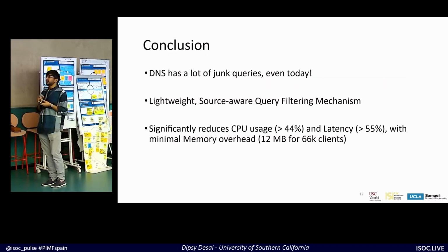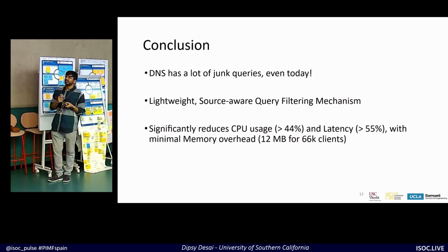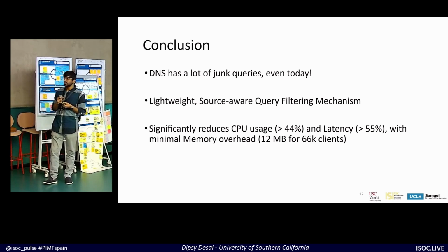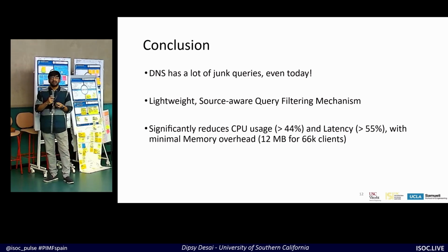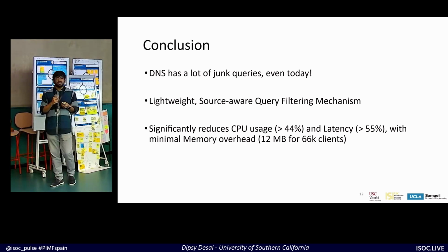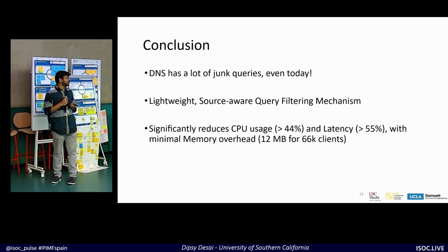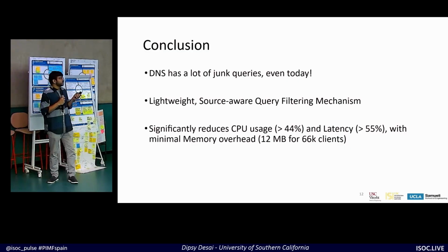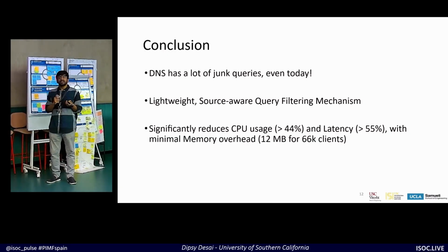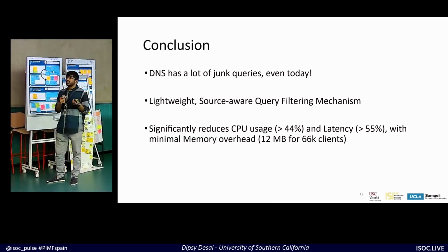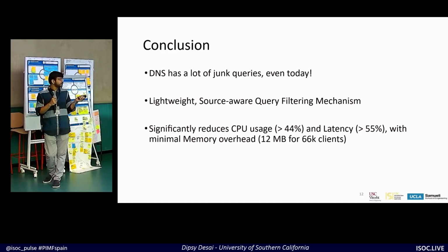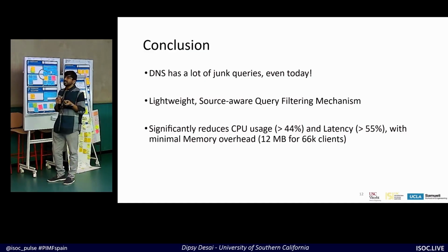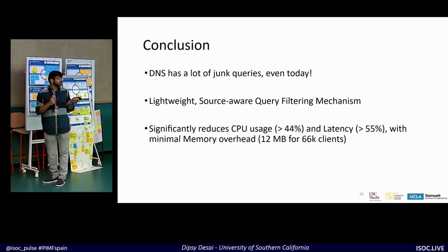So in conclusion, DNS has a lot of junk queries even today. In order to deal with this, we propose a lightweight source-aware query filtering mechanism. This mechanism, when implemented at a resolver, would significantly reduce CPU usage by more than 44% and also reduce latency by more than 55%, with a minimal overhead of about 12 megabytes per /16 network of about 66,000 clients, which is manageable in modern day resolvers.